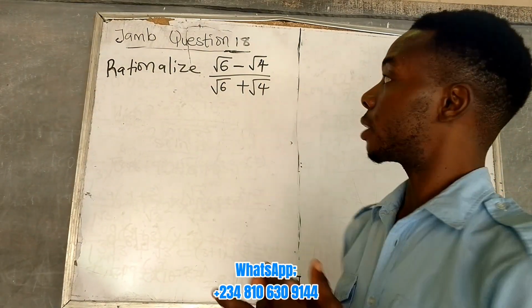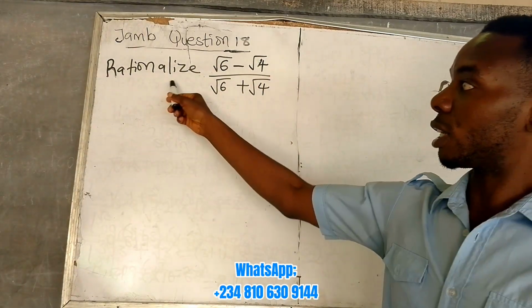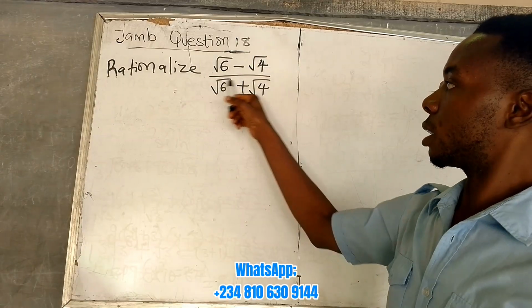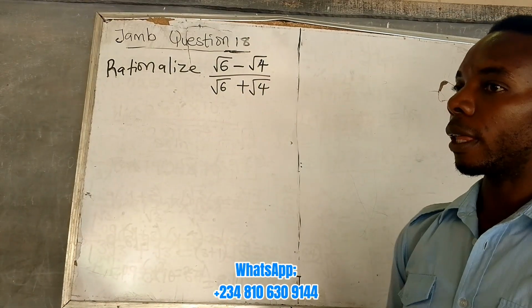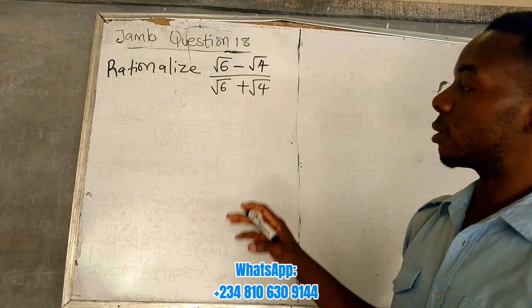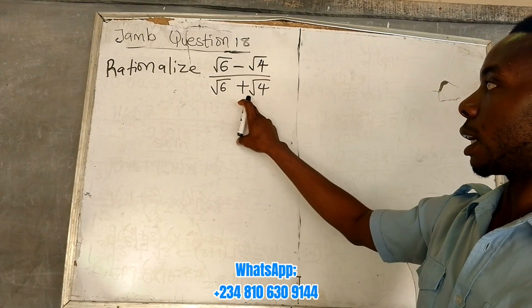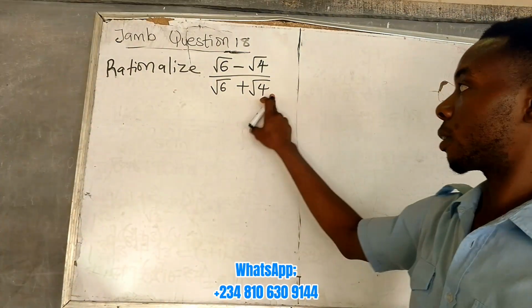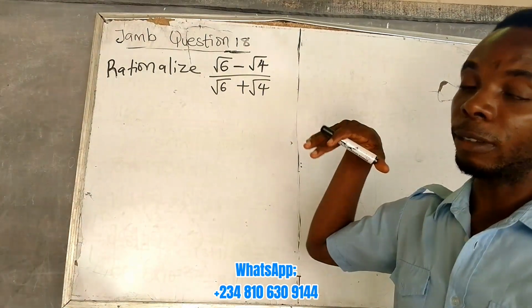This is question 18. The question says that you should rationalize root 6 minus root 4 divided by root 6 plus root 4. Now, when you are given this kind of question, what you should do is find the conjugate of root 6 plus root 4, that is the denominator. But then, we need to simplify it first before we start looking for the conjugate.